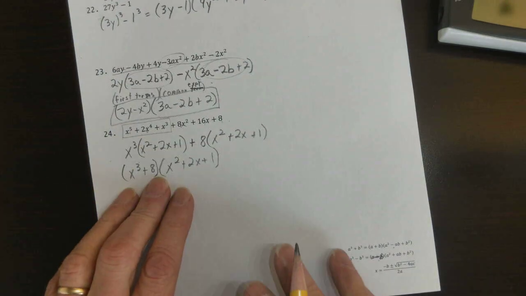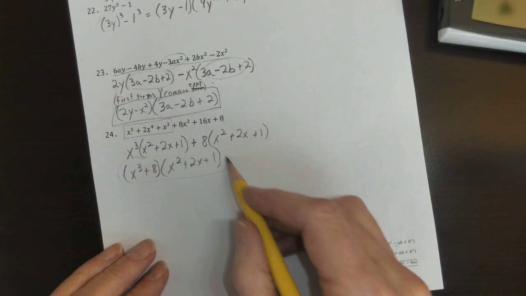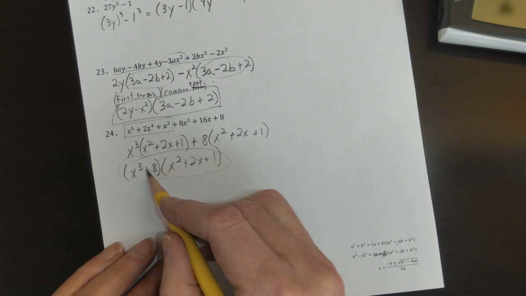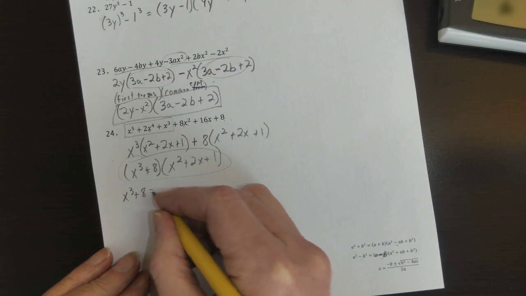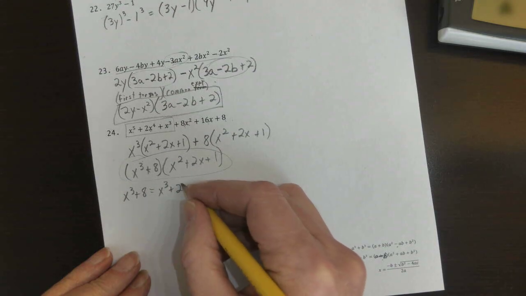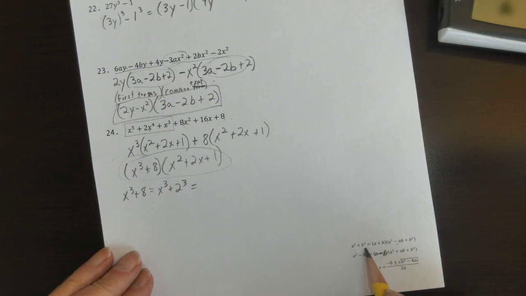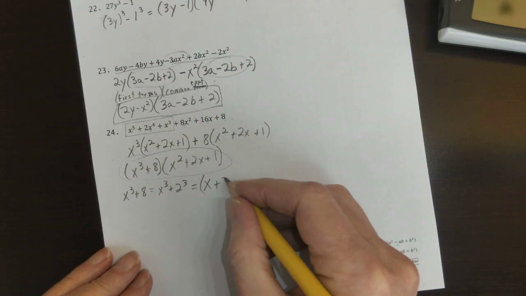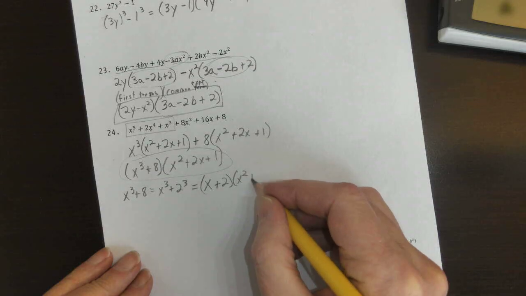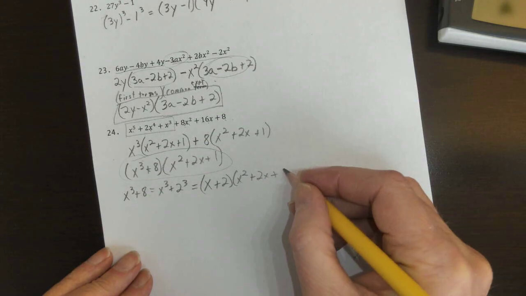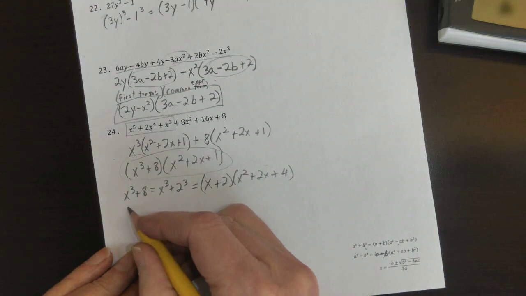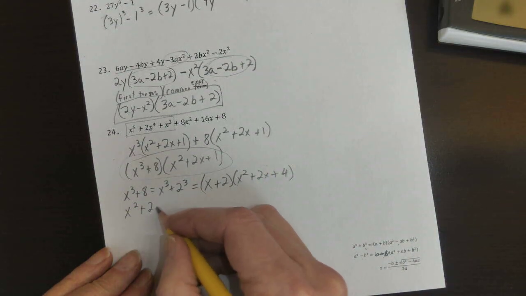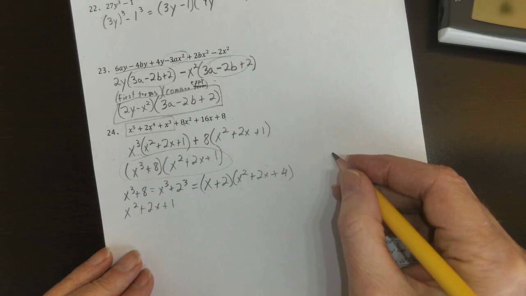Okay, this is a good answer, and this will get you good points, but I need you, this is a sum of cubes. X cubed plus 8 is equal to x cubed plus 2 cubed. And if I follow this pattern here, I got x plus 2 times x squared minus 2x plus 2 squared, which is 4. I didn't do the writing above like I usually do. Now, x squared plus 2x plus 1.